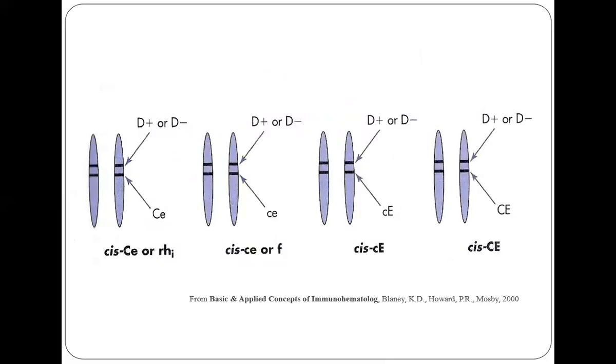So here's a nice little chromosomal picture for you as well, so you could see that if there's a big C and little e inherited, that's Rh little i. If there's a little c and little e inherited in the cis position, it's an F. Little c big E is your Rh27, and then your big C big E is your Rh22.